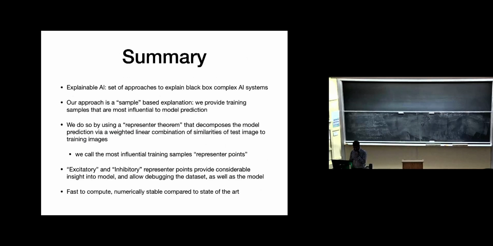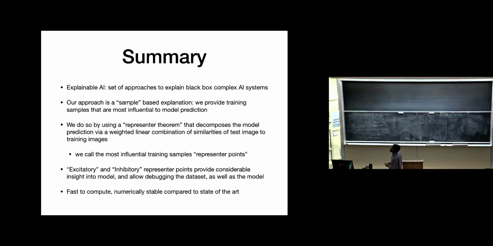So just to summarize, explainable AI is a big open challenge. It's now an emerging subfield in artificial intelligence, where the main goal is to take these complex black box AI systems and explain why they're thinking what they're thinking, right?